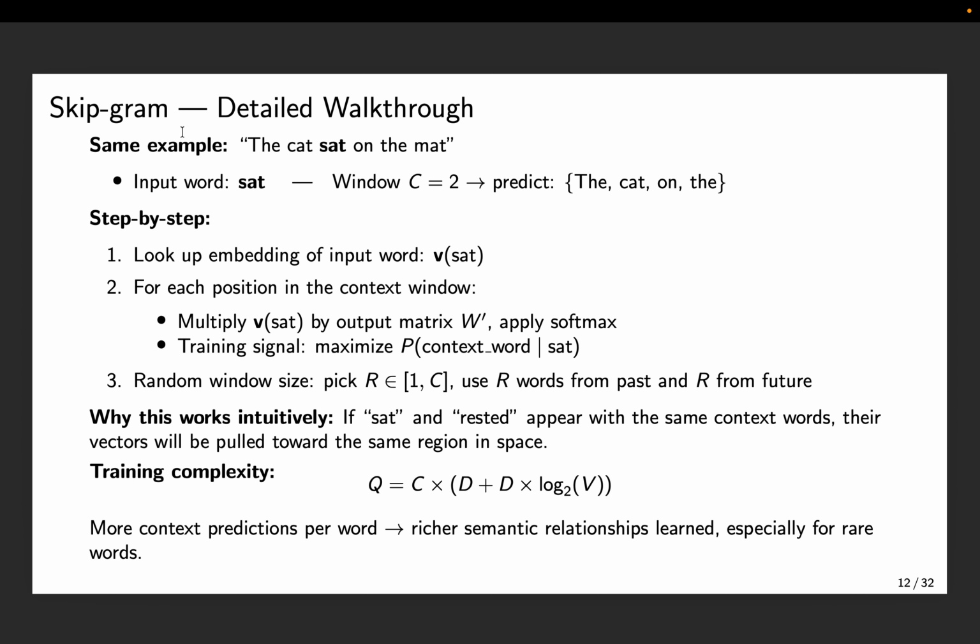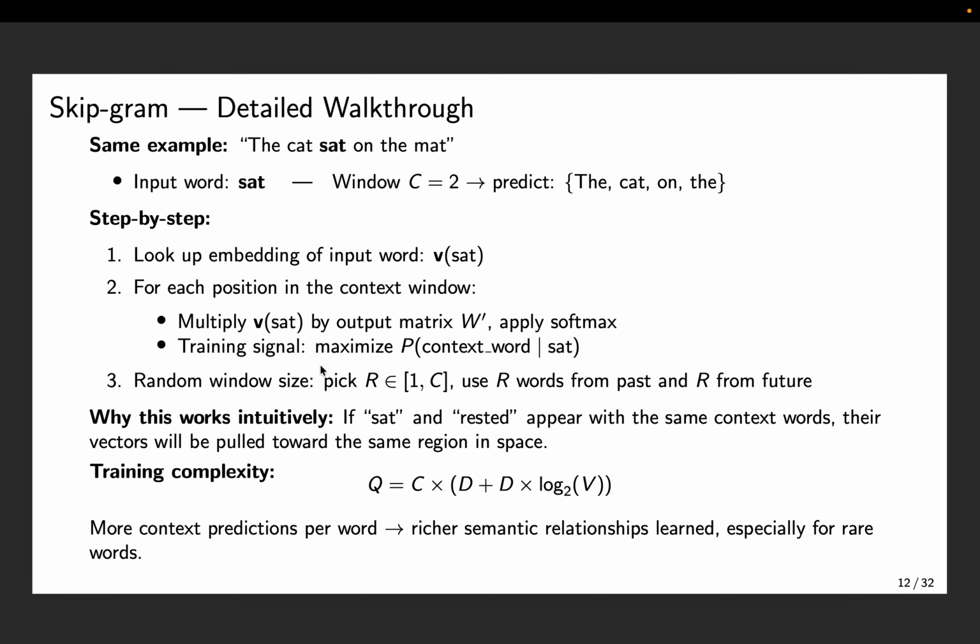So coming to the skip-gram part, we take the same sentence as an example. The cat sat on the mat, same target word sat, same window size, C equals 2. Now sat is the input and we want to predict the cat on the. So coming to the steps, step 1, we look up the embedding of the input word v(sat). For each context position, multiply vector sat by the output matrix W prime. Then apply softmax and compute the probability of the context word. Step 3 is training. The training objective is to maximize the probability of each correct context word given sat as input.